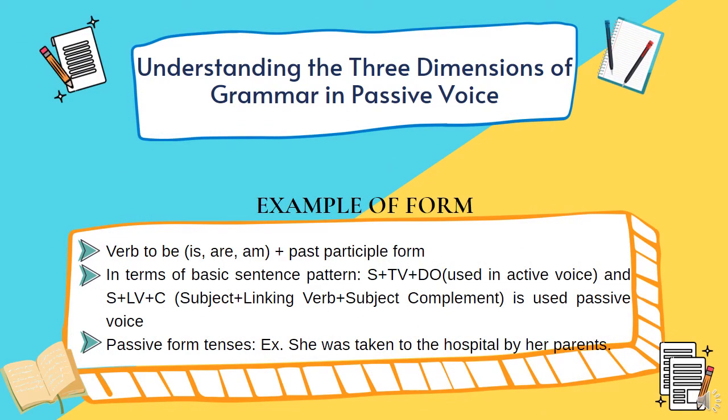The passive voice form is the verb to be (is, are, am) plus the past participle form. In terms of basic sentence patterns, the S+TV+DO is used in active voice sentences, while the S plus LV plus C, or the subject plus linking verb plus subject complement, is used in passive voice sentences. In passive form tenses, for example, she was taken to the hospital by her parents.